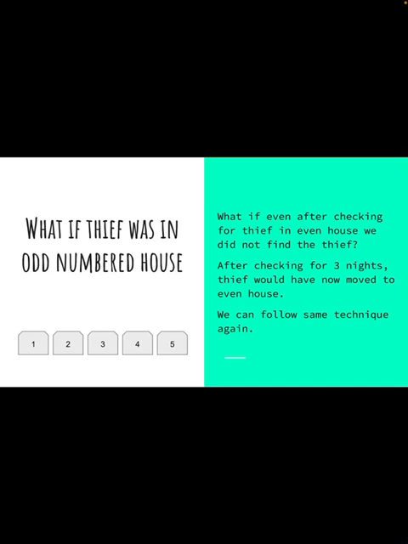Right, so if we observe this, if the thief started off with an odd number house and we anyway checked for an even combination, that is, if we assumed that the thief was in an even number house, we check the 3 days, 2, 3 and 4, we take 3 days to check this. But even after 3 days we are not able to find the thief. It obviously means that the thief was in an odd numbered house, right?